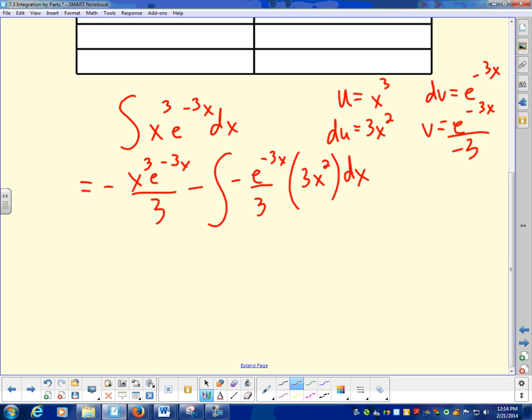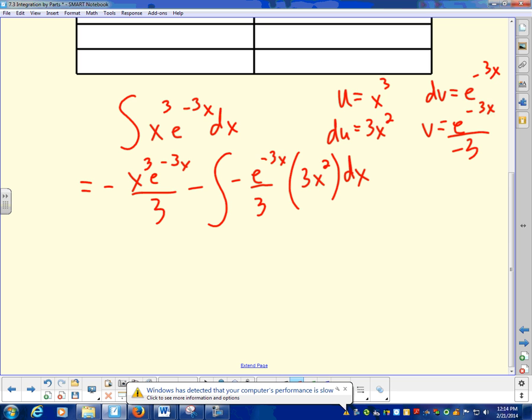Did I improve my situation? It's questionable. I actually did improve my situation because I have moved from x cubed to x squared. My next move at the next iteration of this integration by parts would bring me to x to the first, and then my next iteration would actually get me to my answer. Good, you're seeing the problem with that.